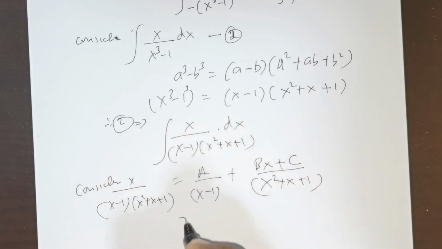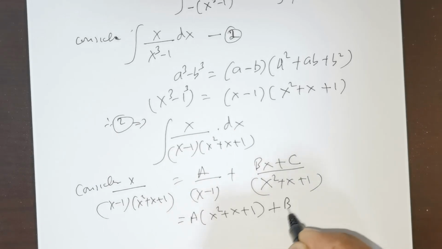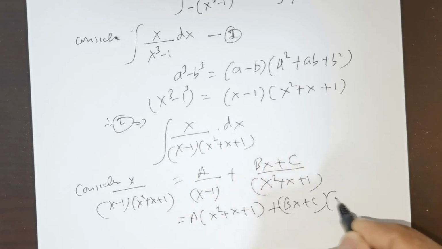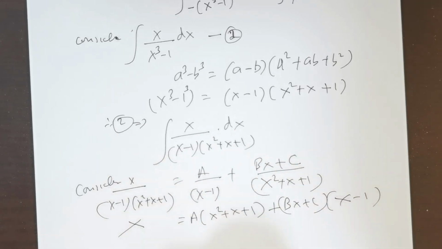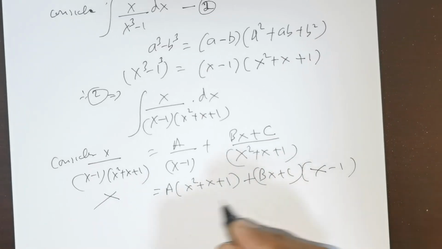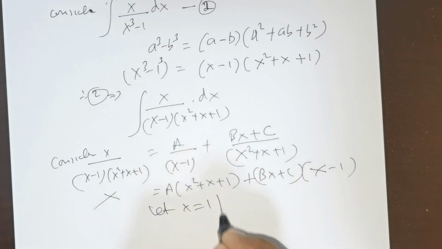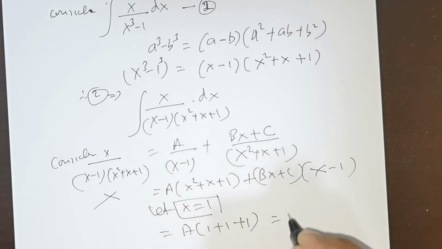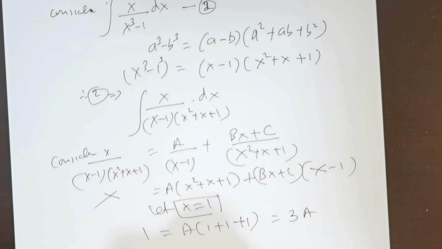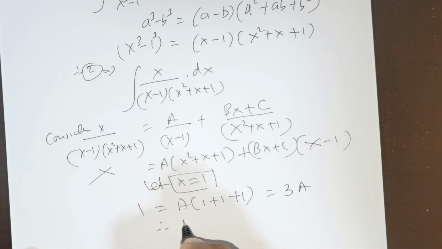So we cross multiply, I get a times x squared plus x plus 1, plus bx plus c times x minus 1. On the left I get x. Now I will first let x equal 1, so this will become 0. Now this is going to be a times (1 plus 1 plus 1), which is equal to 3 times a. On the left I got a 1, so therefore this is going to be 1 over 3. So that's the value for a.